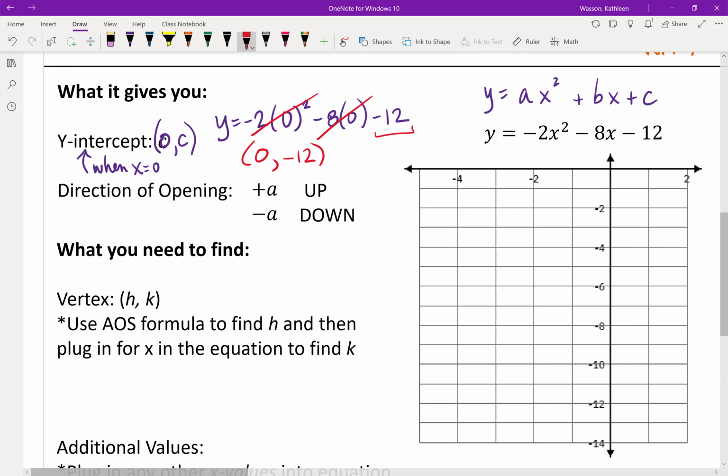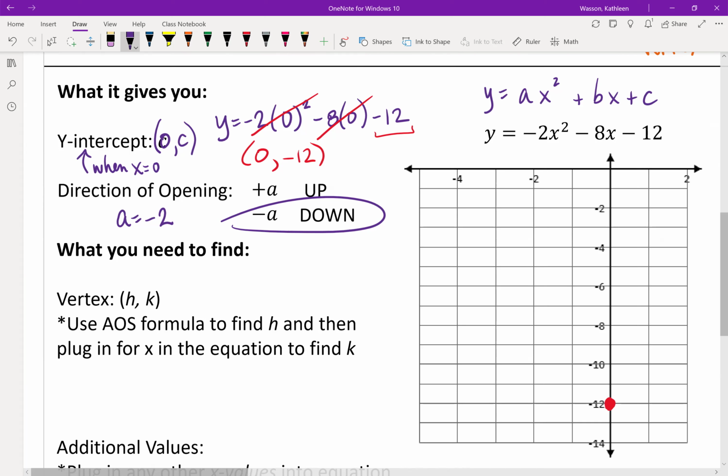I can draw my y-intercept really quickly when I have a standard form equation. It'll be 0 and whatever the c number is. For this equation, a is -2. So my graph will open down. It'll be an upside down one. I'll have a reflection.